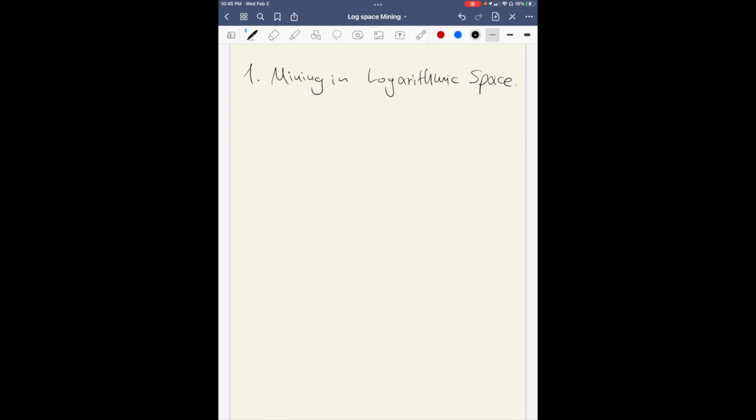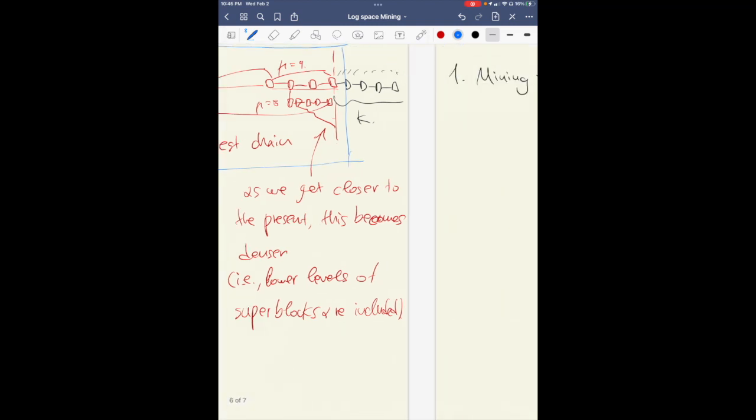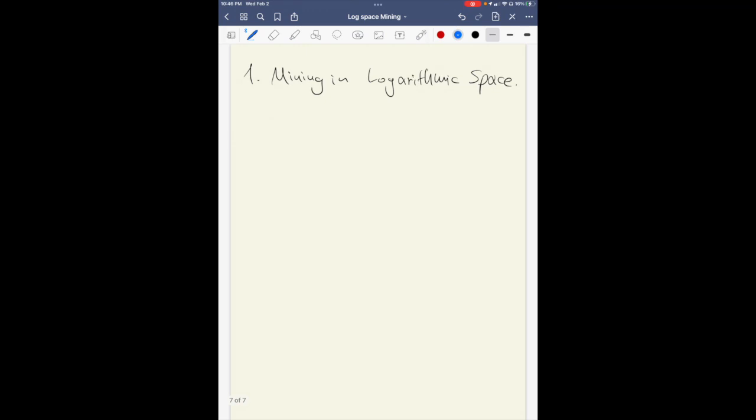Okay, and this is the conclusion here, right? So after you've synchronized and you've downloaded these last K blocks, what you can do is you can actually start mining on top of that. So once you have these last K blocks, you can start producing a new block right here. And from that point on, you can actually construct even a new such NiPoPoW given the chain that will be extended by your new block. That's the interesting observation. So this is called mining in logarithmic space.